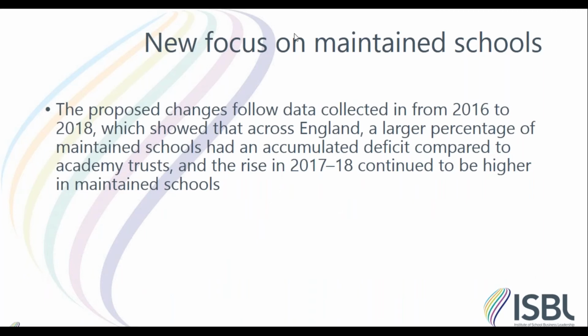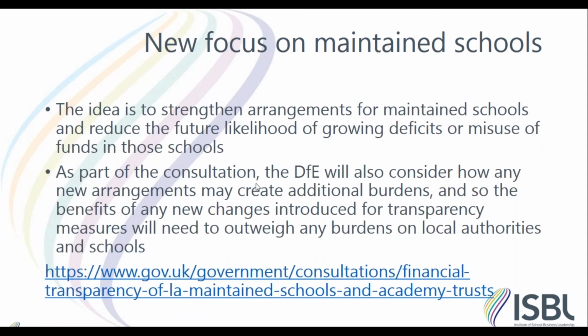And I think it's worth saying that some of this has been triggered by data collected between 2016 and 2018 that showed that there was a larger percentage of maintained schools with accumulated deficit as compared to their academy counterparts. So the aim now is to strengthen arrangements for maintained schools, but the DfE will be sympathetic to any additional bureaucratic burdens, and the benefits of any changes will need to outweigh any burdens.